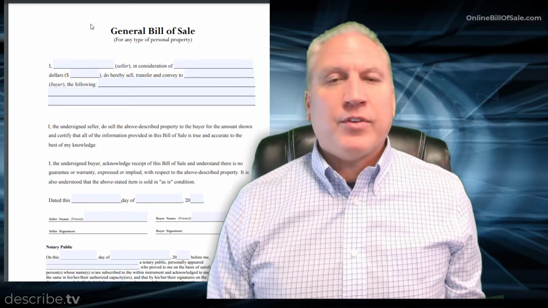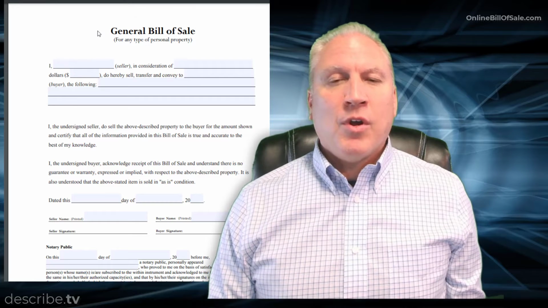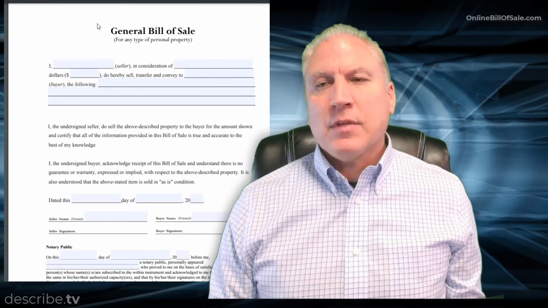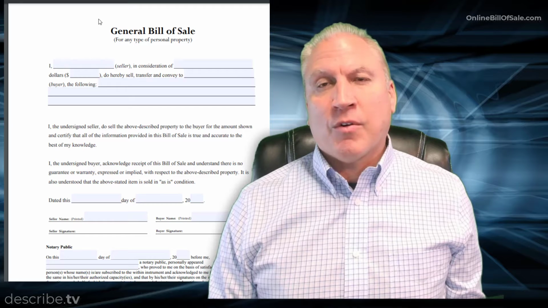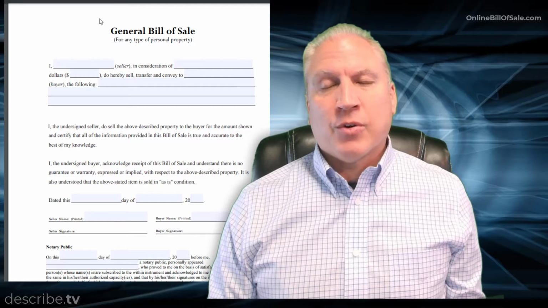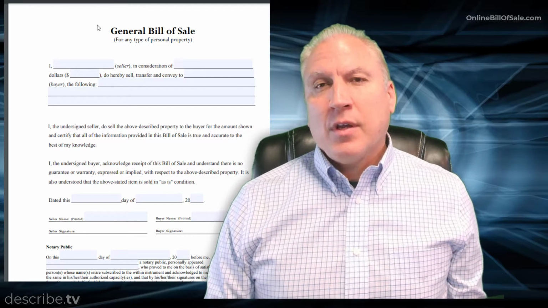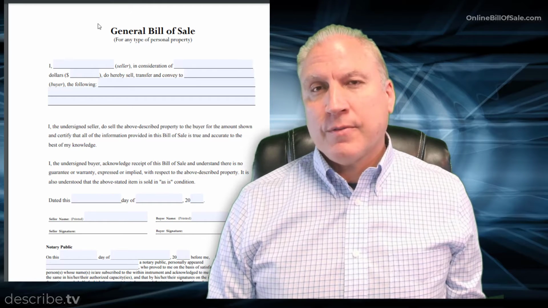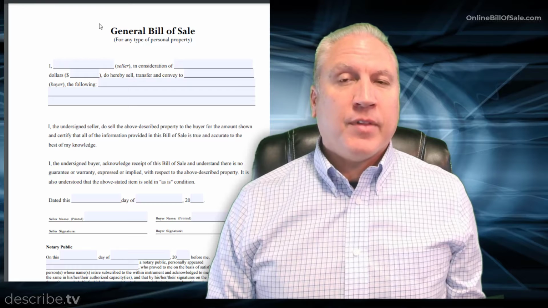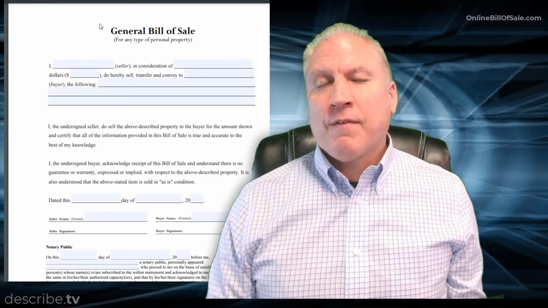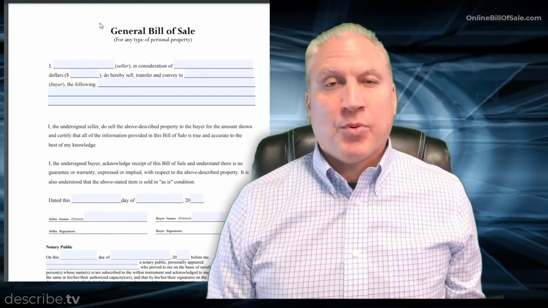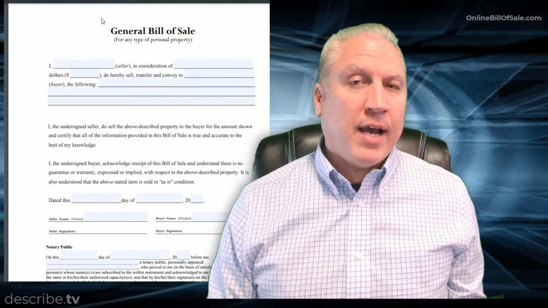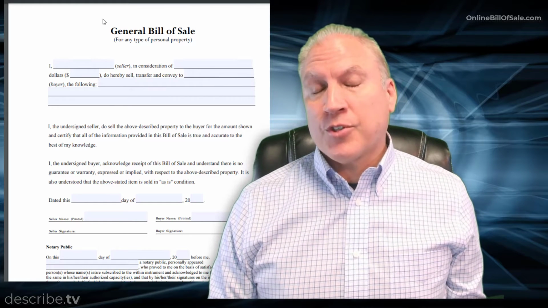The first thing we'll look at is a general bill of sale. This is used for personal property, things that are not titled like a motor vehicle or a vessel, which we'll look at very shortly. This can be used at, let's say, an antique auction, or if you're buying something on Craigslist, or at a flea market, and you want to have a firm receipt showing that you purchased this item. It may help you for taxes. It may help you prove ownership for insurance.